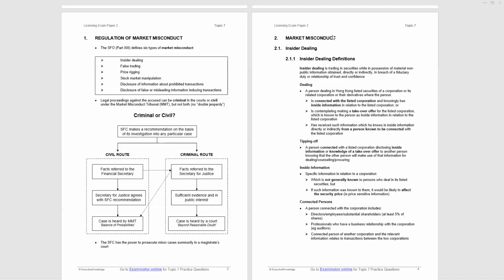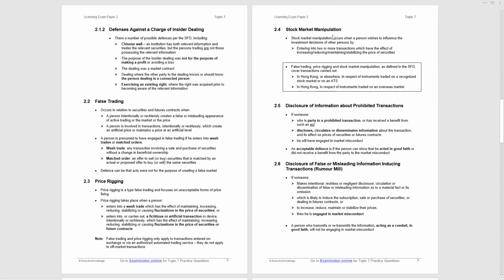Okay, page 4, there are the definitions of insider dealing, which includes tipping off, what insider information is, and who connected persons are. A lot of it is, I would suggest, common sense. Section 2.1.2, there are some defenses against the charge of insider dealing, which are listed there. Now, the ones that are vague tend not to be examined. For example, the third one, that the dealing was a market contract. What do they really mean by that? It's not defined in the study notes, and as a result, we've never seen it examined. The others are reasonably straightforward.